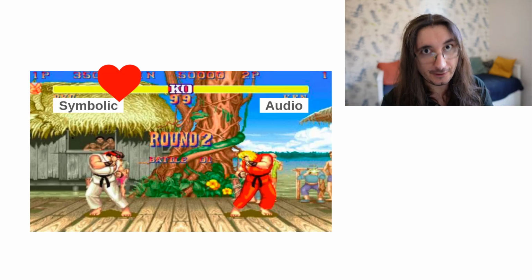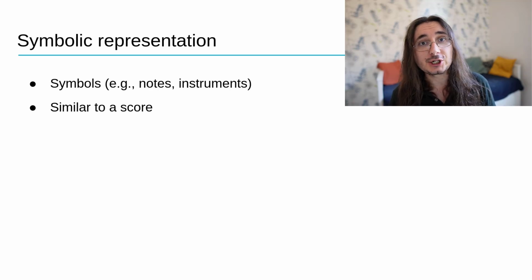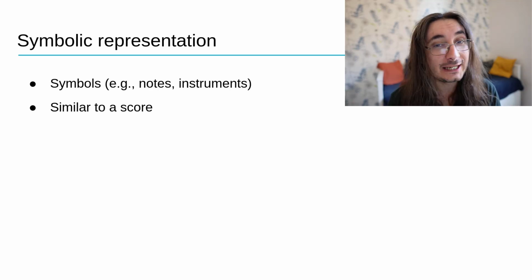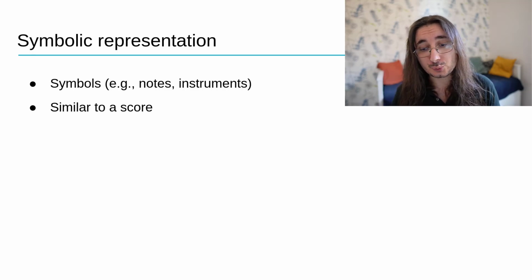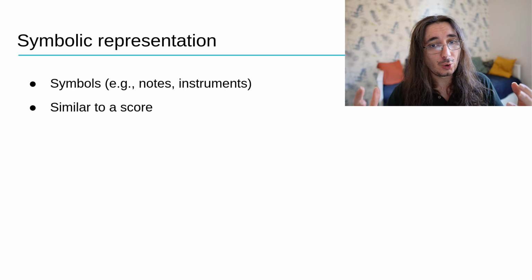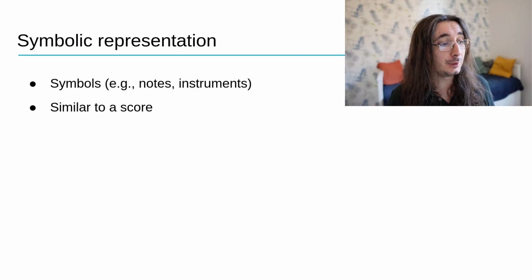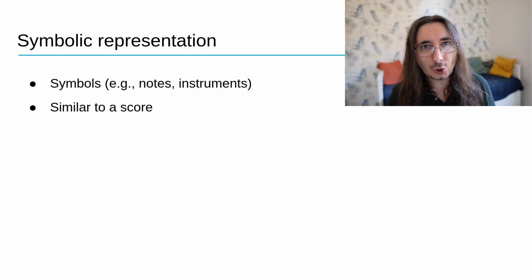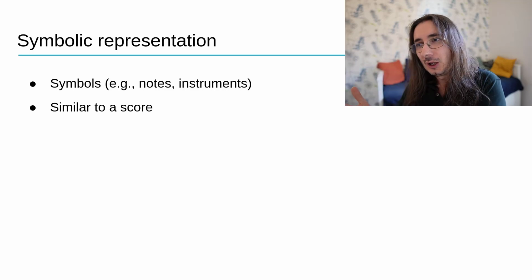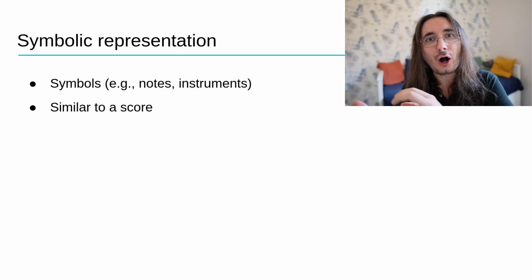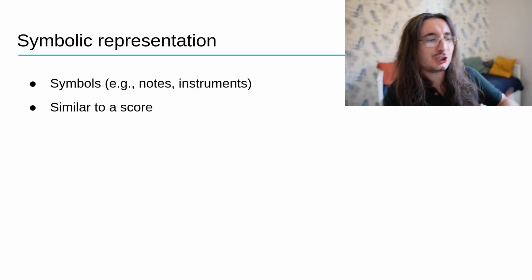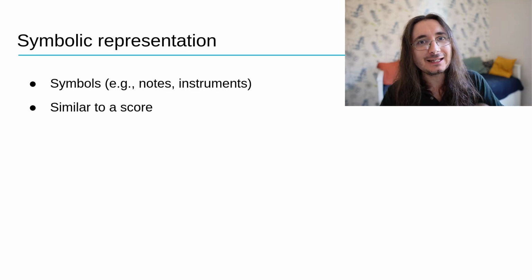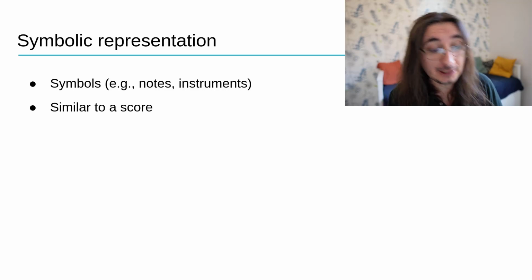Let's dive into symbolic first. What is a symbolic representation? Well, the name gives it away completely, doesn't it? We use symbols, tokens, to represent music. You can have tokens that represent notes, instruments, all sorts of information about music. And this is very similar to a score, because if you think about a score, what you have is symbols on a sheet of paper, and that's it. And so basically we can have a digitalized form of that, having symbols, having tokens that we can easily manipulate.